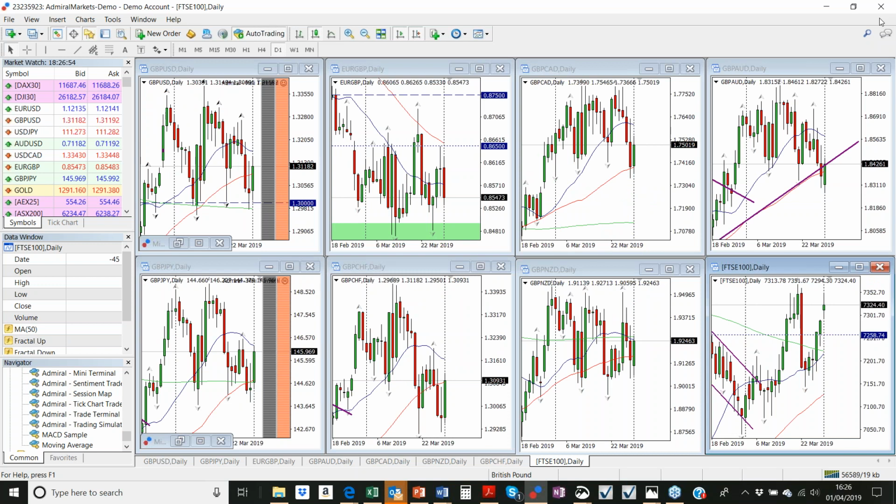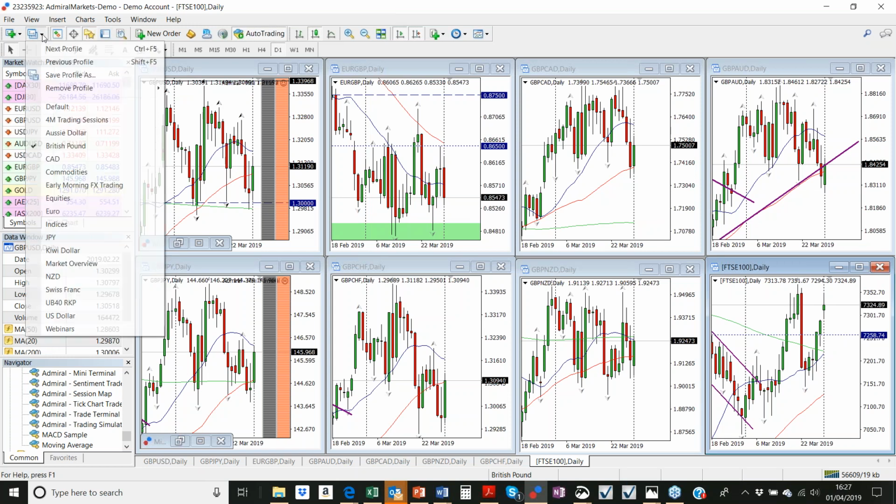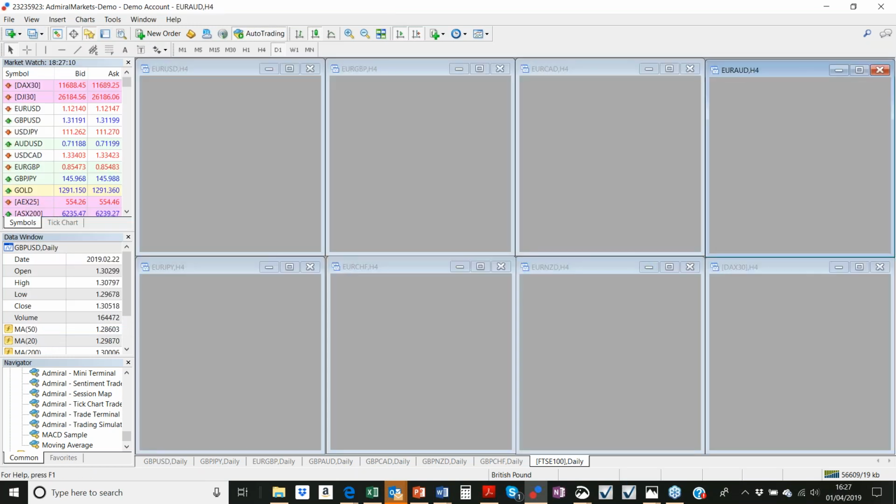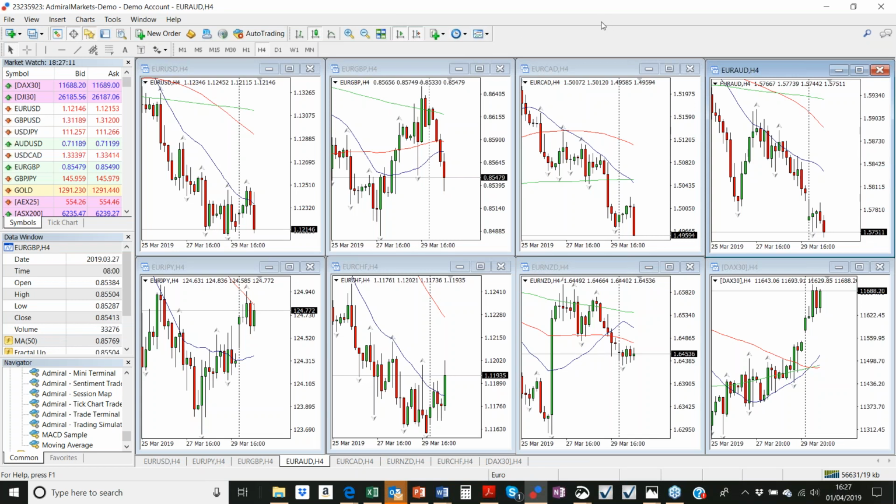So that's the sterling pairs there. Very simple, and it's a very simple job to set up here because you can just draw in. And if we go to the euro next, I'll show you the euro here. You can see that I have the euro here.